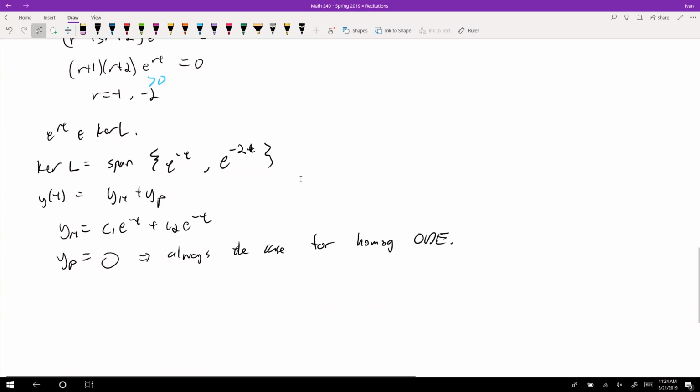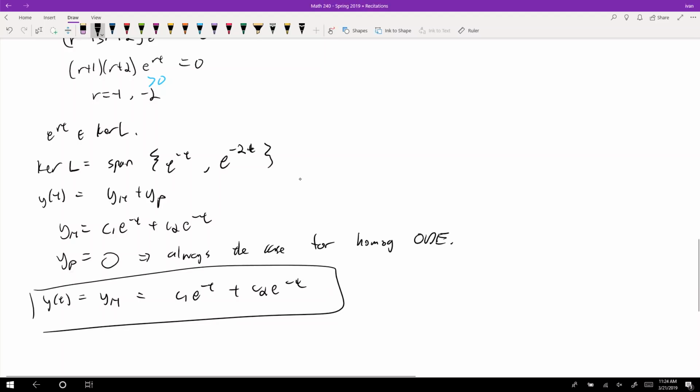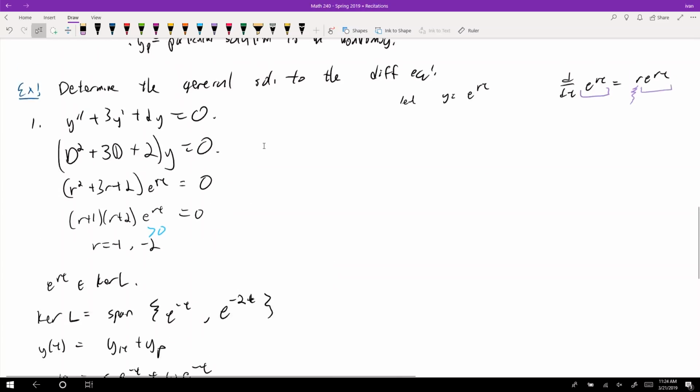So really what happens is y(t) is equal to yh, so that's going to be c1 e^(-t) plus c2 e^(-2t). So y(t) is equal to the homogeneous solution for the homogeneous ODE, and that makes sense, because why would we call them homogeneous ODEs if the homogeneous solution didn't solve them? Okay, so that's one example.